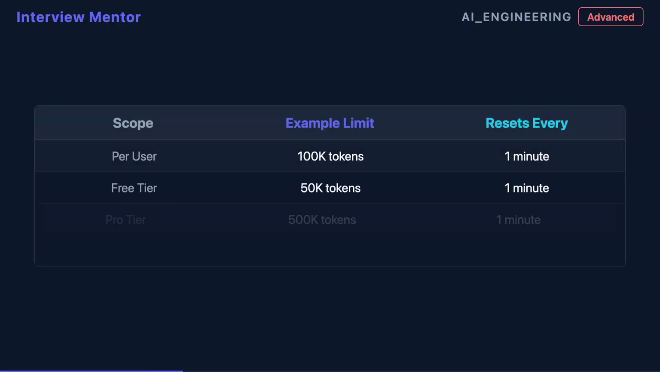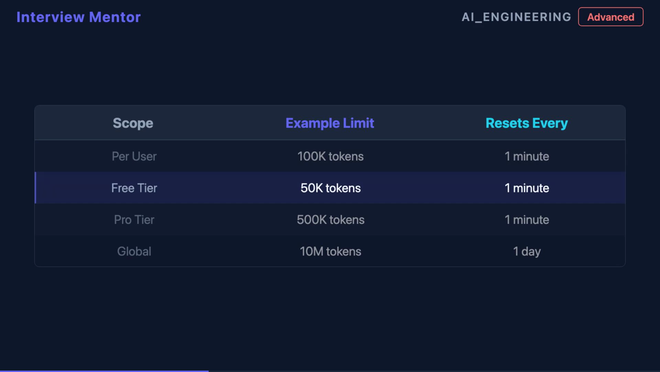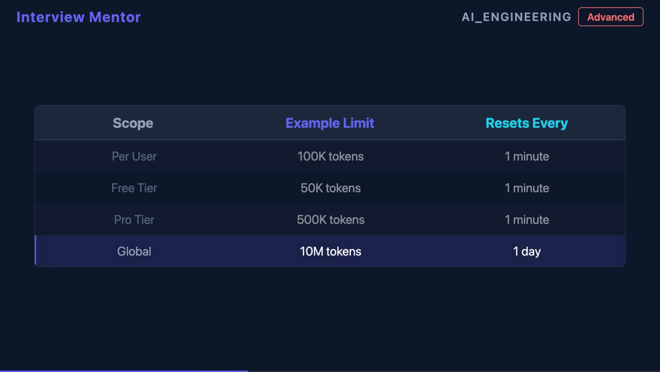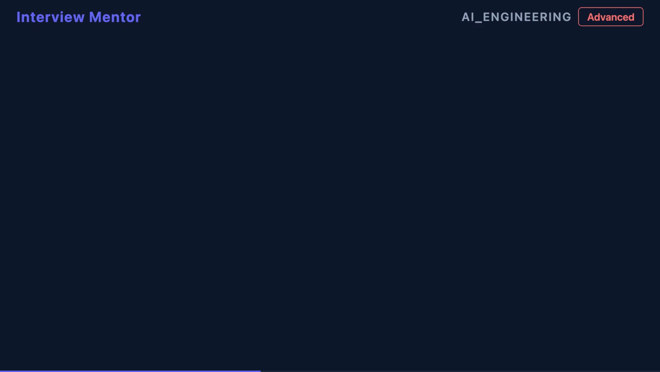Apply limits at 3 levels: per user to prevent any single account from burning your budget, per pricing tier so free users get fewer tokens than paid subscribers, and a global daily cap that protects your total monthly spend. Each layer catches a different failure mode.